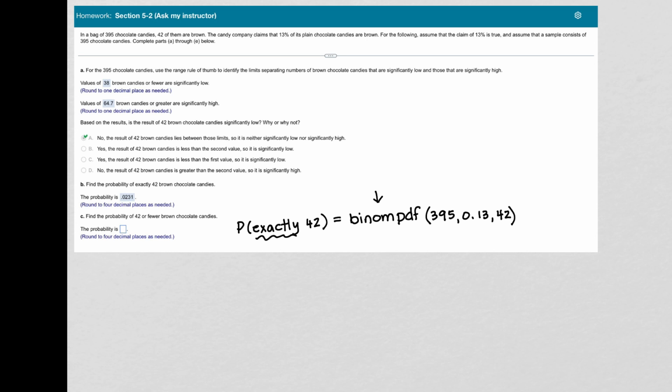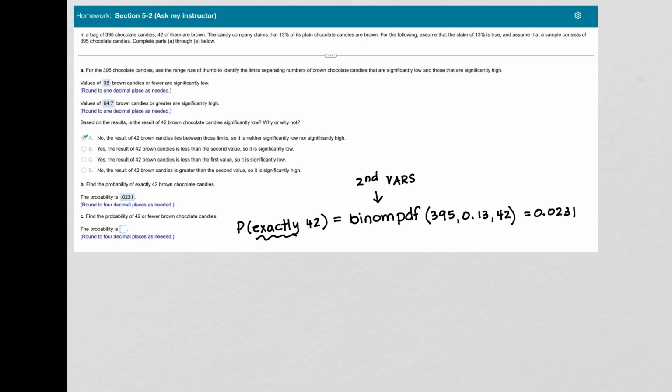And we press second and variables, and then we scroll down to get to binom PDF. And if you have the wizard, you're going to put in the 395 for trials, 0.13 for p, and 42 for the x value. And if you don't have the wizard, then you just separate those values with commas, as you see there. And so we get 0.0231. And that's our result for part B.